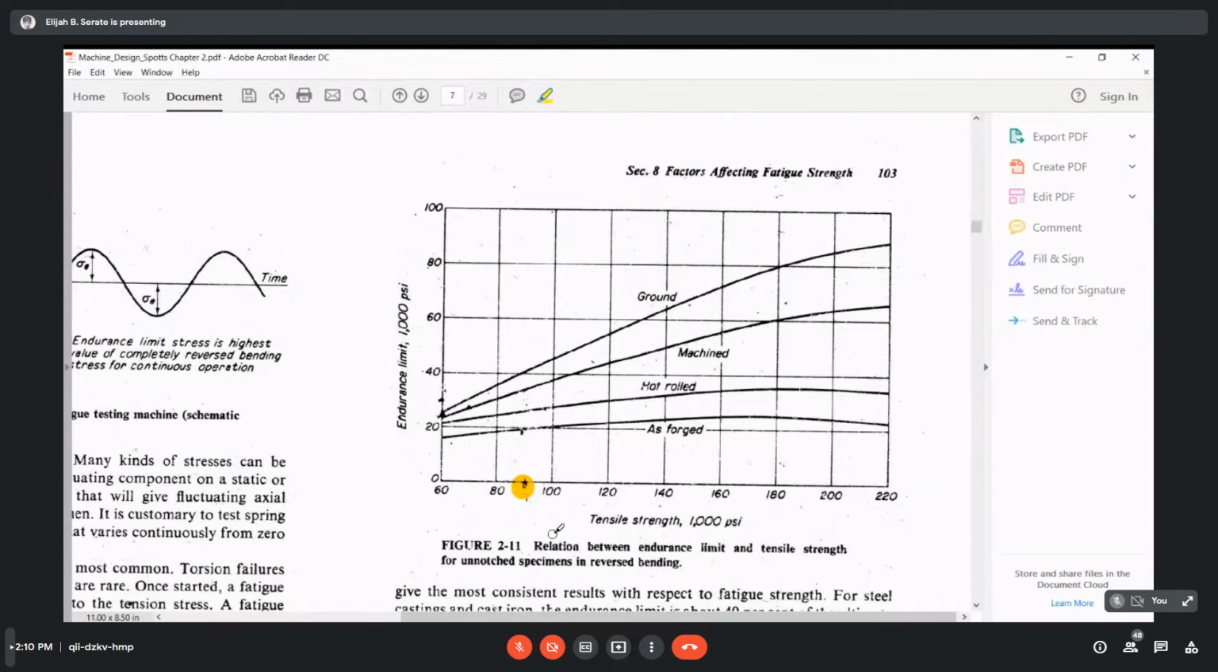Do you get it? So, what is the condition of the surface? As forged. So it is here. So our endurance limit is almost 20,000 psi. No, almost. So I approximated it to be around 19,500 psi.